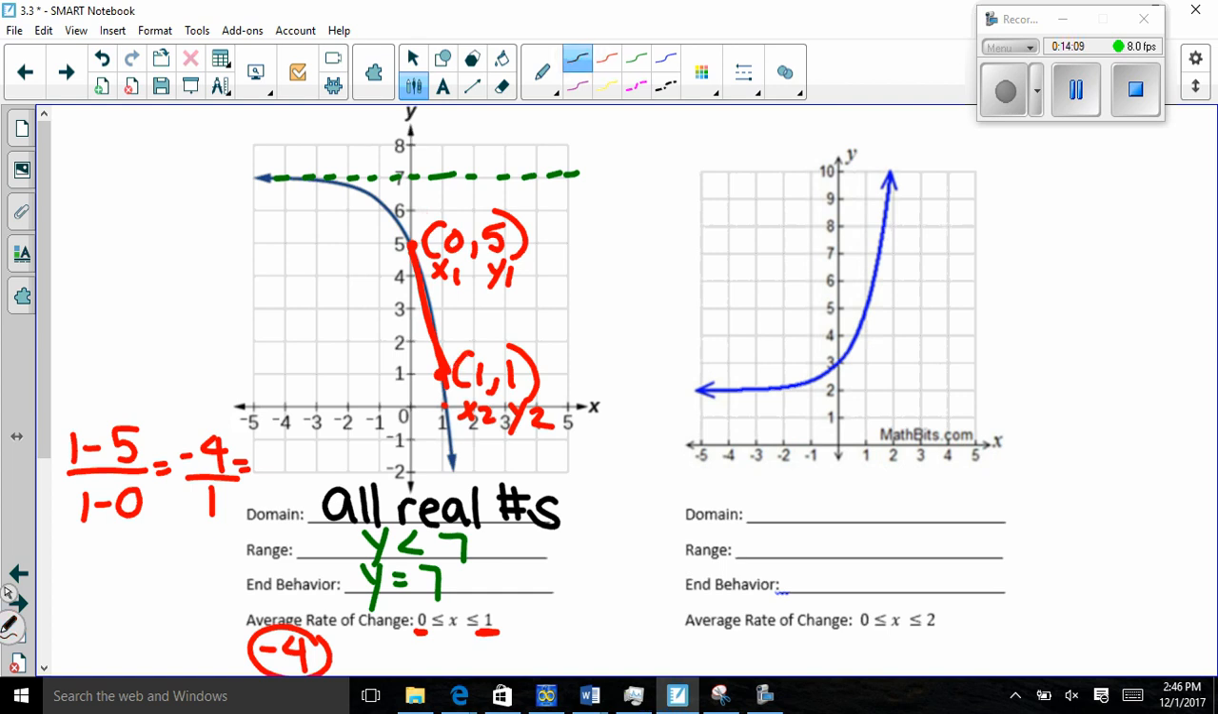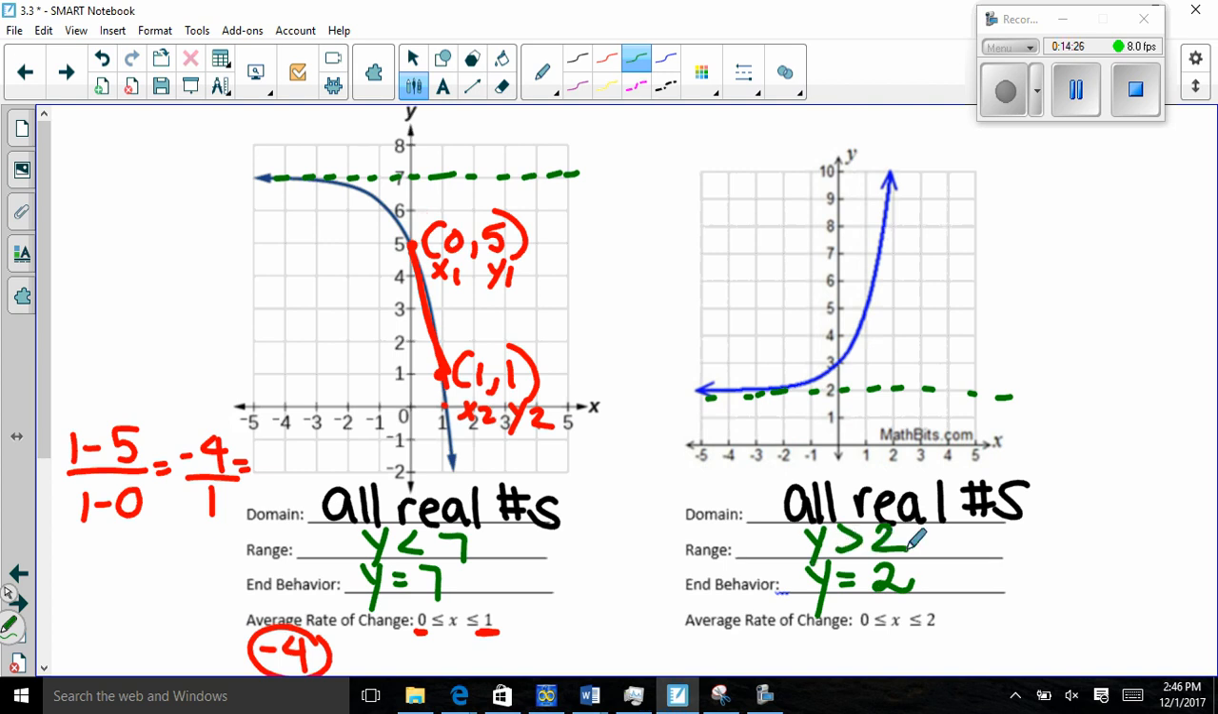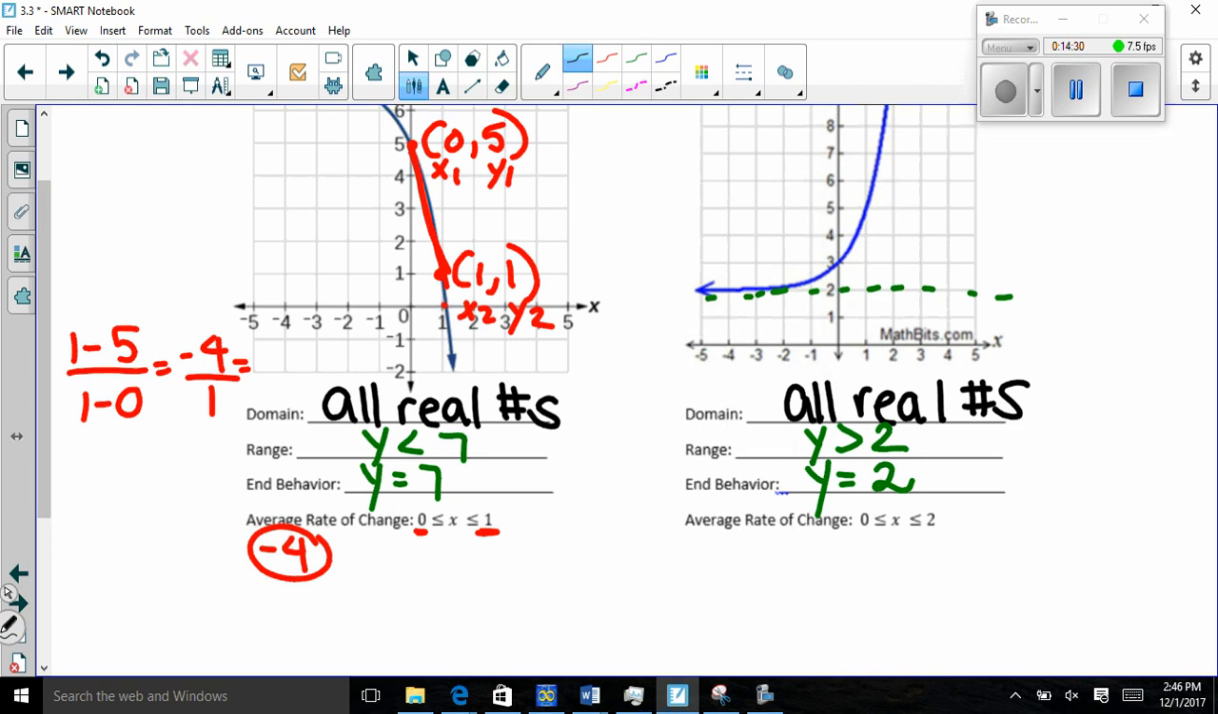Last one. Domain is all real numbers, as always. The end behavior, which I'll do next, right here, that's where it's veering off towards, so it's y equals 2. So that means y's got to be greater than 2. And then when x is 0, let's figure that out. When x is 0, my y is 3.